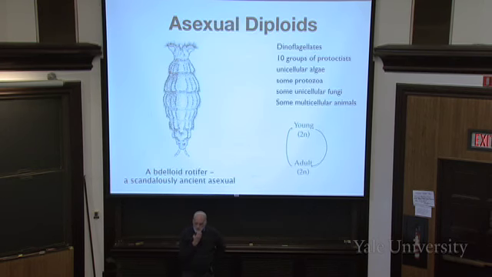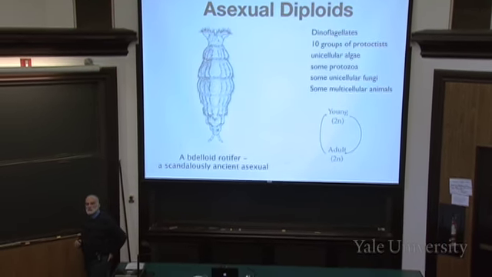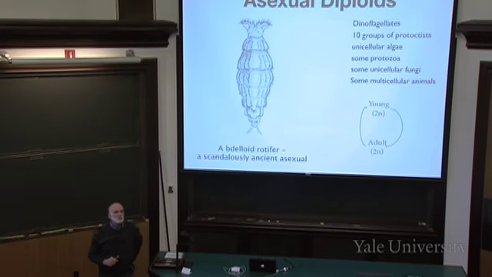The asexual diploids include the dinoflagellates. There are about 10 groups of the protoctists. That's the modern name for what you think of as protozoa, but it also includes some single-celled organisms that have chloroplasts in them. The unicellular algae, some protozoa, some unicellular fungi. There are a lot of multicellular animals that are asexual diploids, and this one here, the diploid rotifer, is one of them. It is called a scandalous ancient asexual.